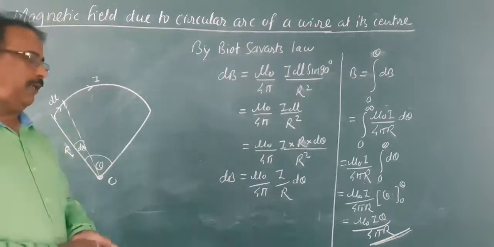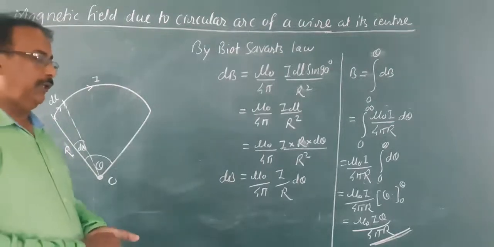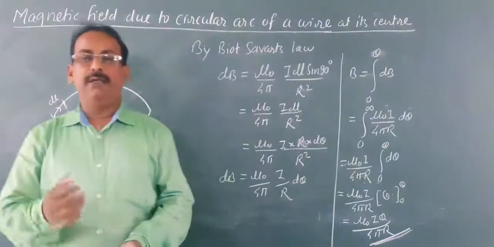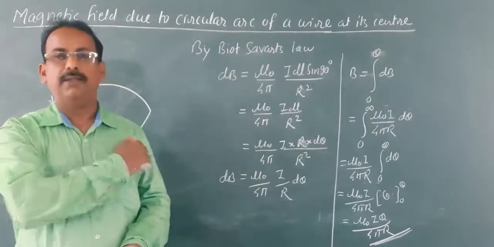How much this field comes? Mu 0 I into theta upon 4 pi R. This is the magnetic field produced by the circular arc at its center.